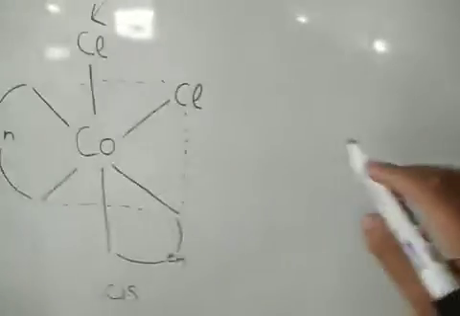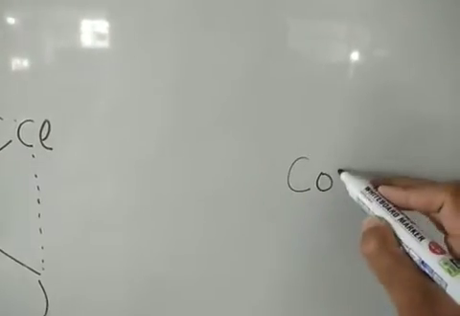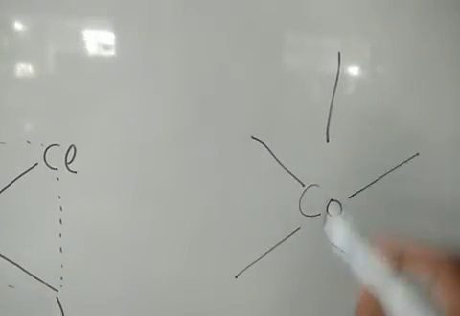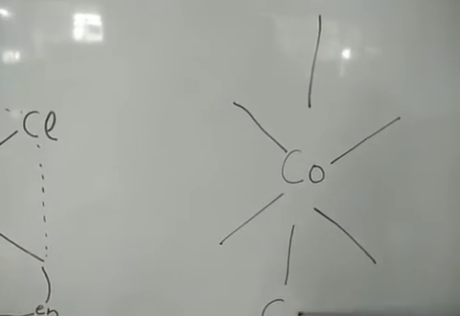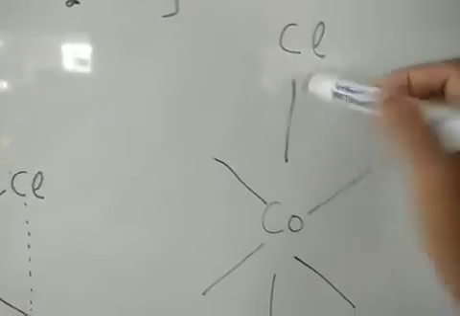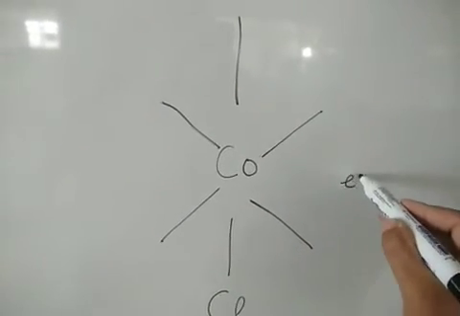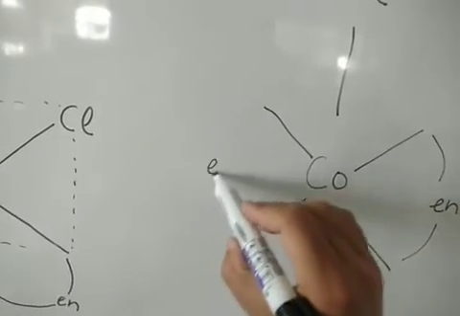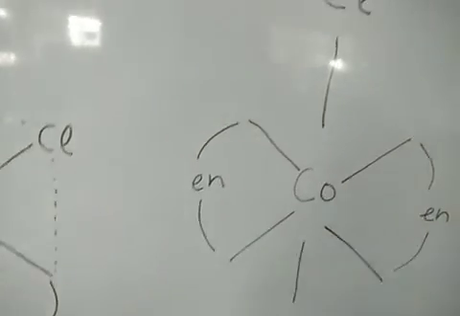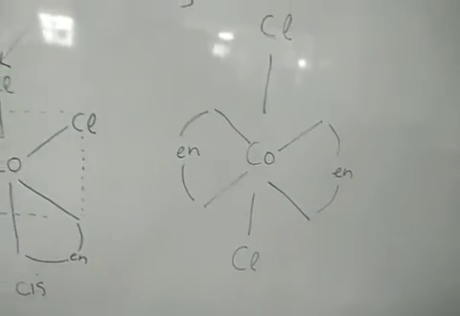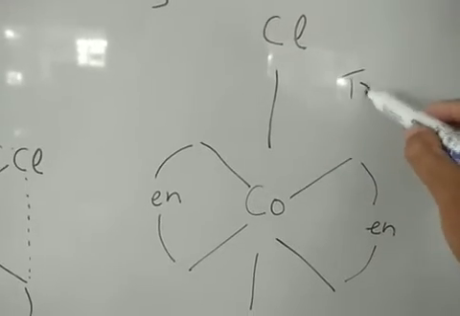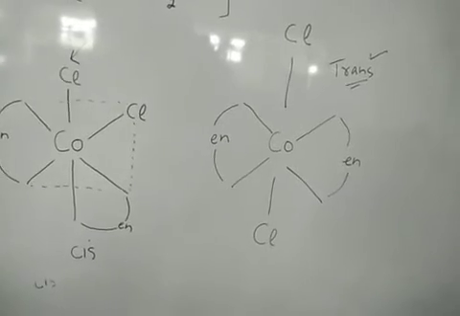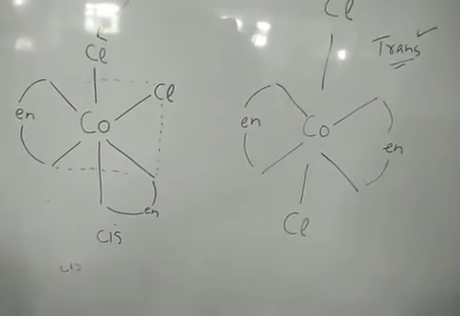Its trans is very simple. So what you do in the trans is you keep the chlorides on the opposite side, above and below the plane, and keep the bidentate ethylene diamine here. It means you have NH2 here, NH2 here. So this is your trans form. This is your cis form. So this is your cis-trans isomerism.